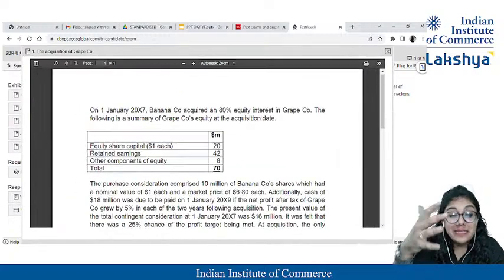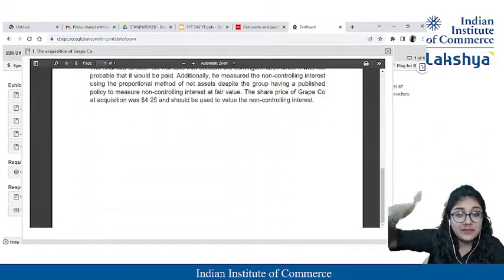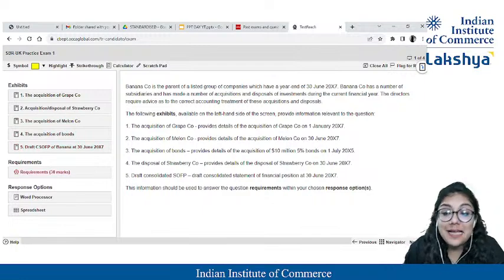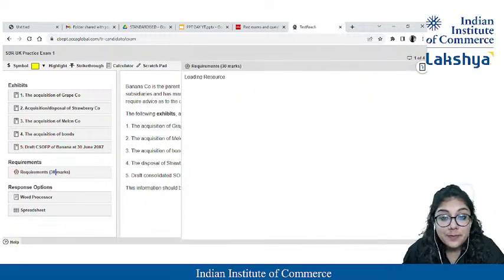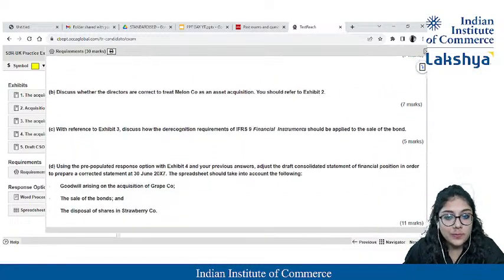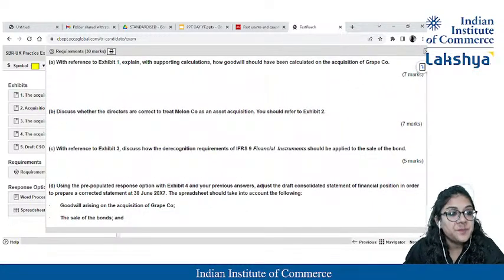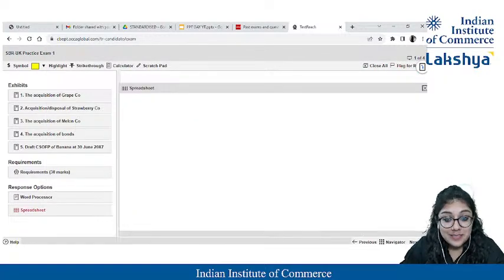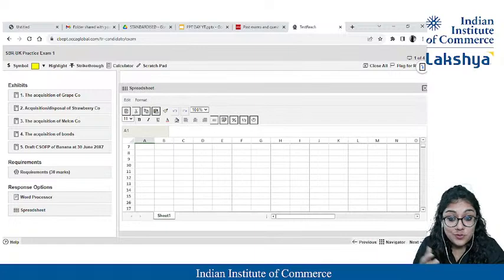So what happened with the Grape company? What are we supposed to answer? Everything is to be learnt. Everything is to be read. Same goes with the second, third, fourth, fifth. And then they'll ask us to make the requirement. So what are the tests? What are the questions they have tested? These are the questions which we are supposed to answer. So like that, we have to write, and then a spreadsheet for what I want to answer, suppose.